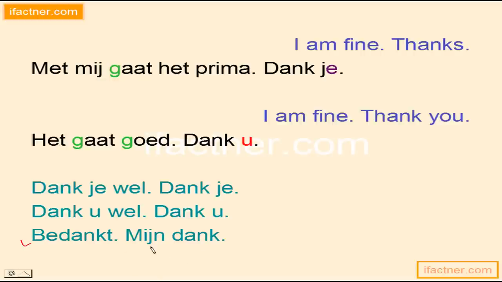Remember that i is pronounced as e and j is pronounced as y. So it's not mijn with a separate j, it's mijn. IJ is pronounced as y. Mijn dank. Dank je wel. Dank u wel. Bedankt. Mijn dank.